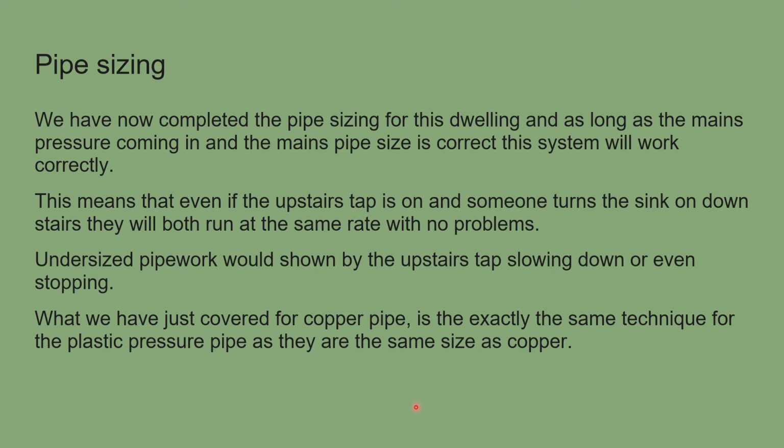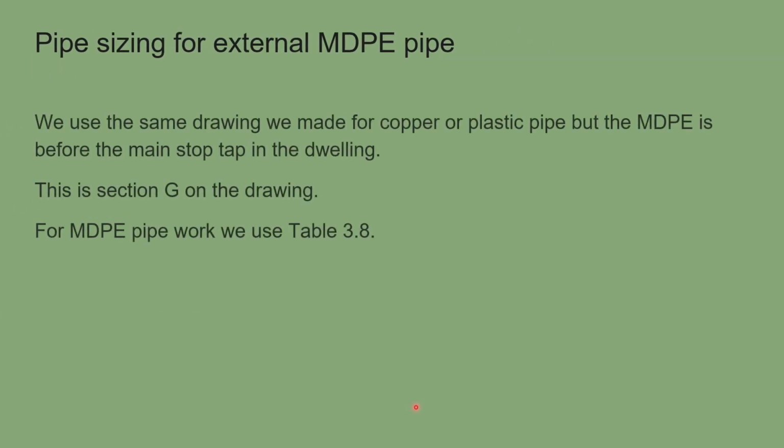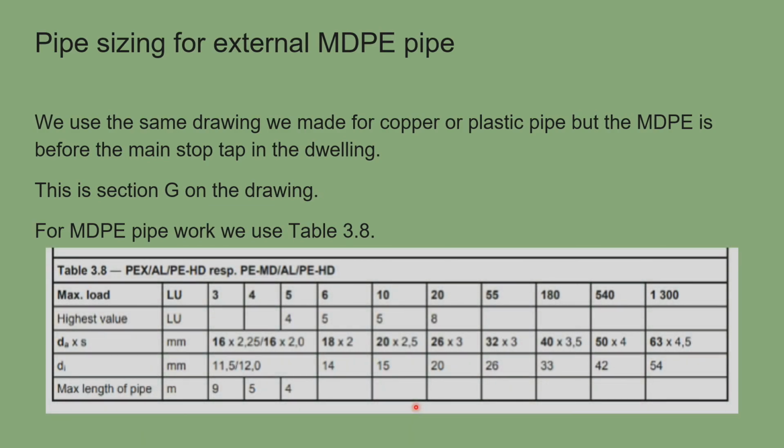If you go into someone's house and they say, oh, whenever I go upstairs, I turn on the tap to wash my face, someone opens a tap downstairs or the washing machine turns on downstairs, the water stops coming out. That is usually a sign of undersized pipe work. So you can then do this technique and give them a quote for giving them the correct size pipe work. But all that will be pointless if the mains pipe coming into the property is incorrect. If that is undersized, you're wasting your time. So you must do the MDPE.